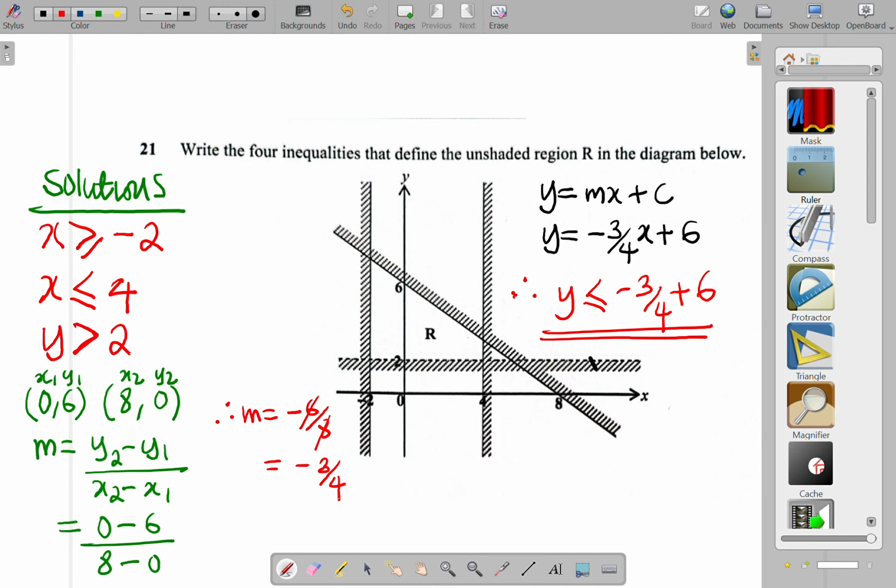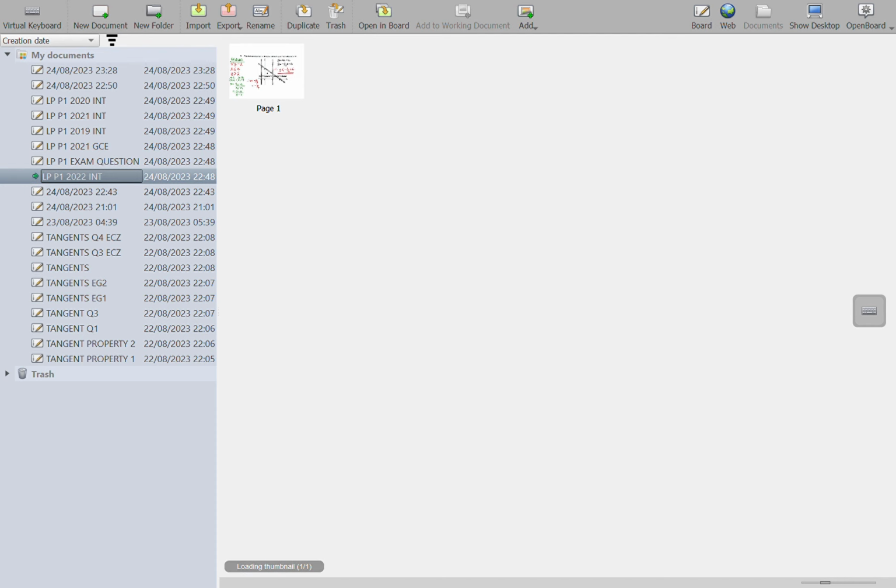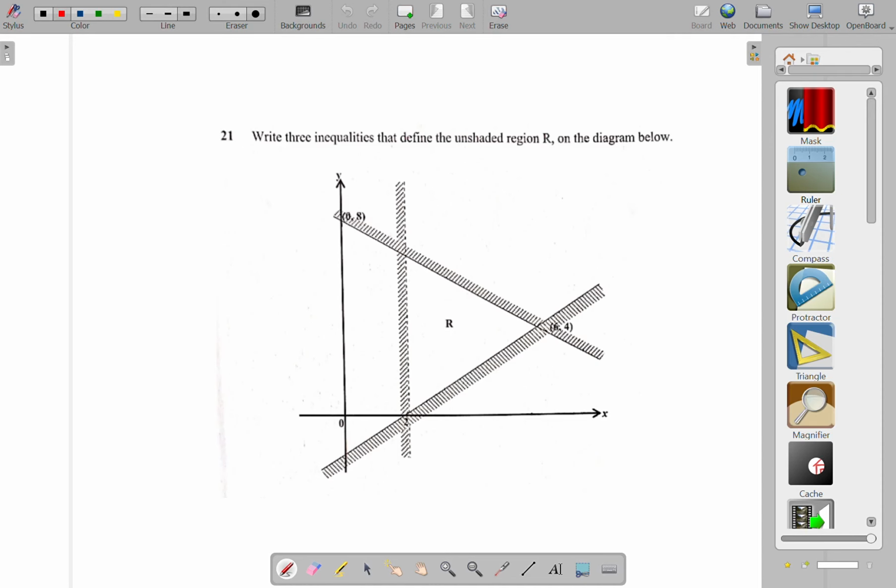Let's look at this one here as our next question. Exam question. Let's consider that one. Now, write 3 inequalities that define the unshaded region. So in your mind, just have the unshaded region. Now, for this one, let's have our solution here.